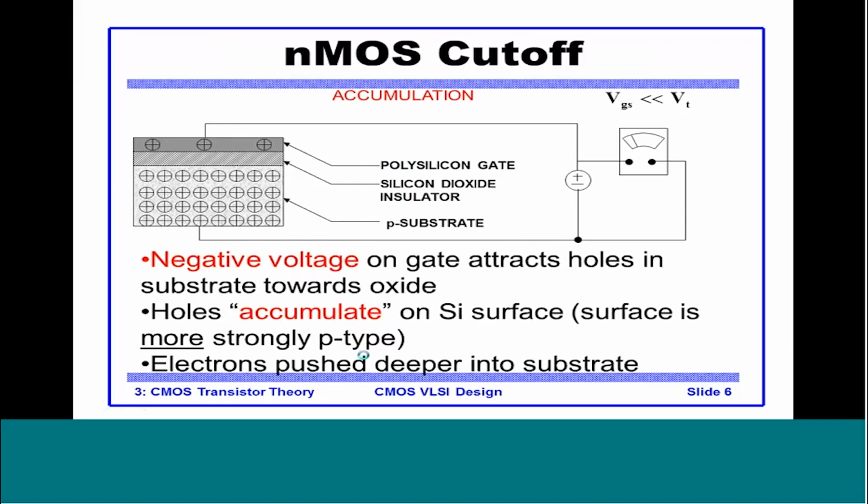We say that NMOS is in cutoff when VGS, that is the voltage difference between gate and source, is significantly less than the threshold voltage of the transistor. The threshold voltage is very similar to the threshold voltage of a diode.